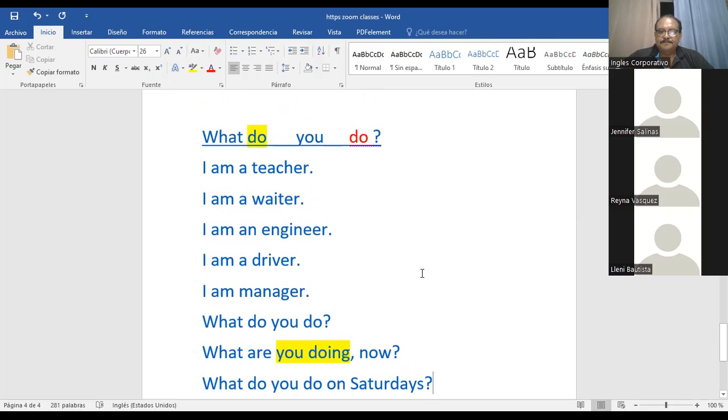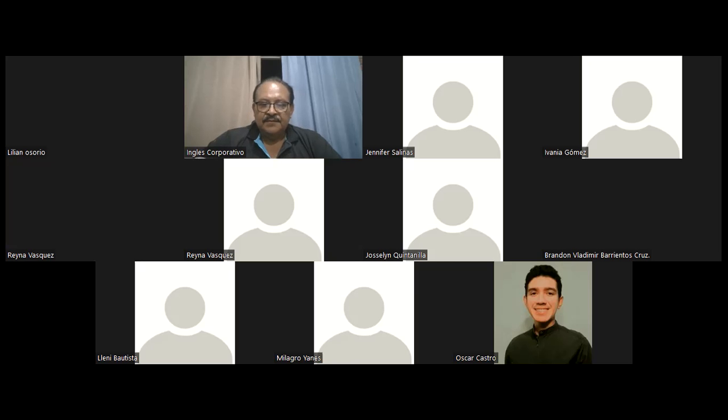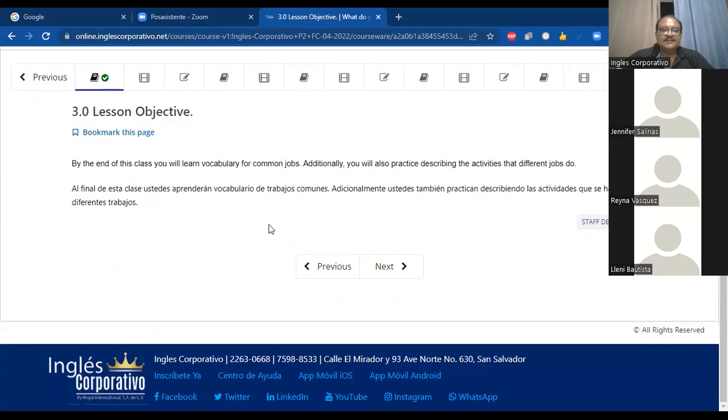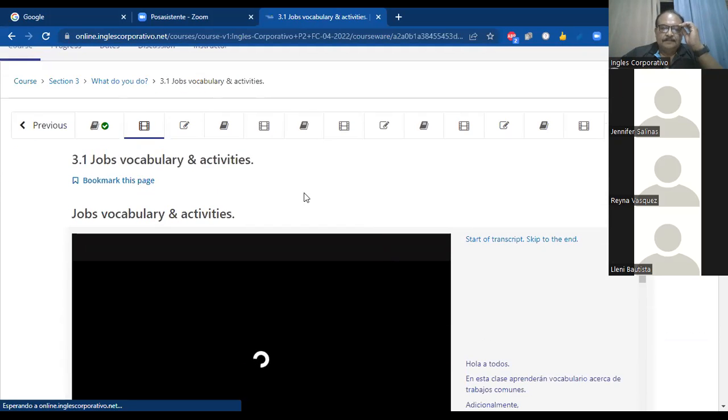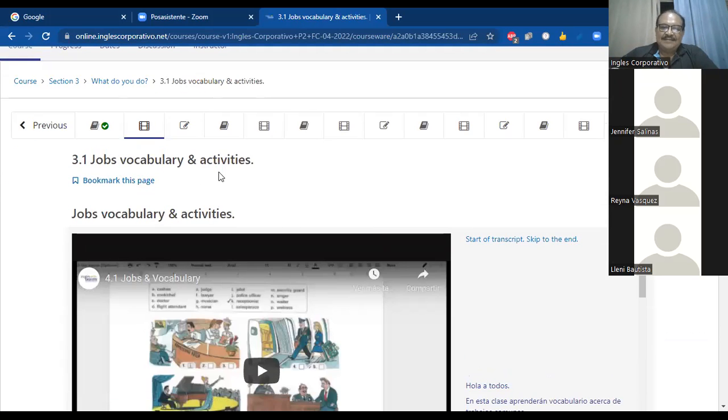Okay? Perfect. Now let's go to the video and let's see what they have in explanation and exercises here. Okay, and vocabulary about common jobs. Okay, common jobs. Then it reads this. It says, additionally, you will also practice describing the activities that different jobs do. Okay, the job and the description of the activity. I said jobs, vocabulary, and activities.